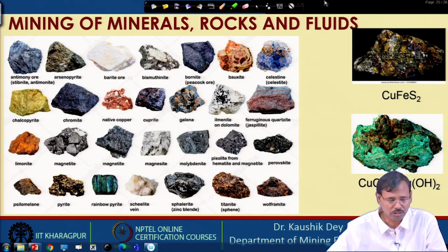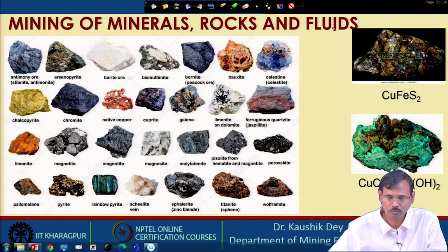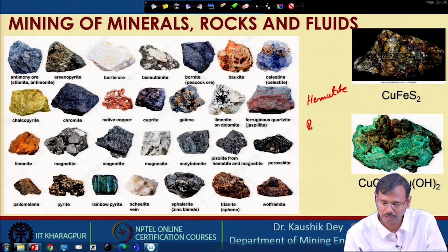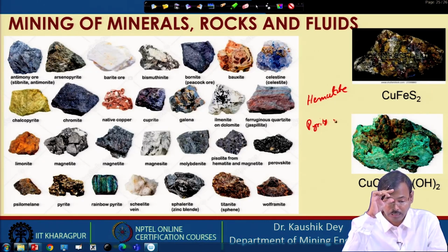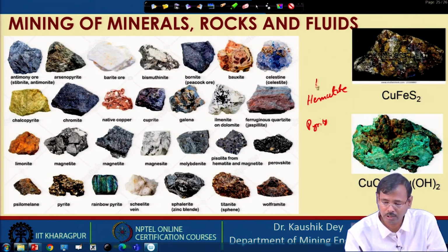So, similarly you can find out n number of other examples, like say hematite, and you can say pyrite. So, what is happening in hematite? In hematite it is basically oxides of iron, and this is sulphide, iron sulphides.